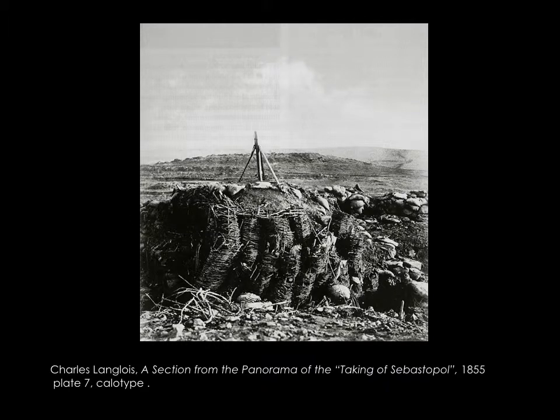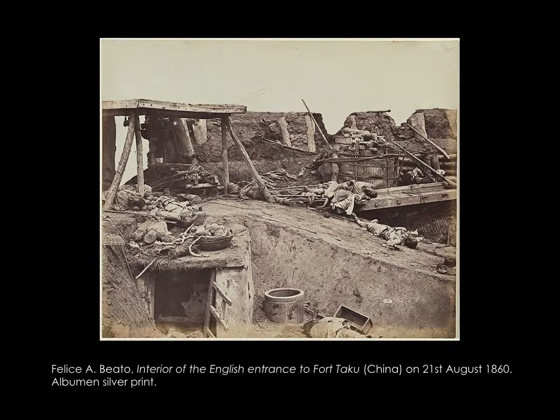Charles Langlois was a painter and amateur historian before working with photography. His Crimean photographs were used later as a model for a panoramic painting of France's major battles at the Champs-Élysées in Paris. Felice Beato was an Italian-British photographer. He was one of the first Western photographers of East Asia and one of the first war photographers as well. He photographed the Crimean War, the Indian Rebellion of 1857, and the Second Opium War in China.